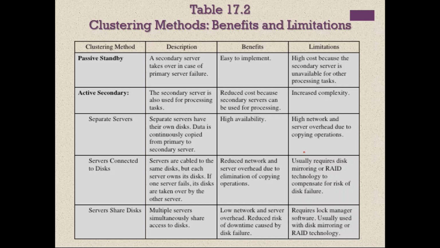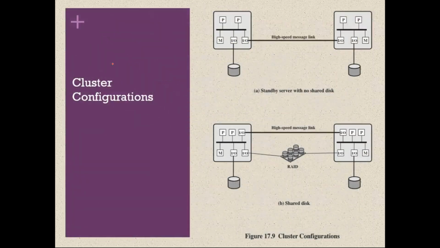So there are different ways in which the clusters can be organized. The first method is called passive standby. Generally, we should understand that a cluster has many machines, many computers or many nodes. Out of that, one of the computers will act as a server. Only one of the computers will act as a server. Say this is the server.